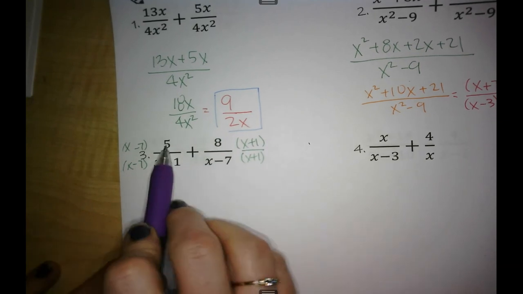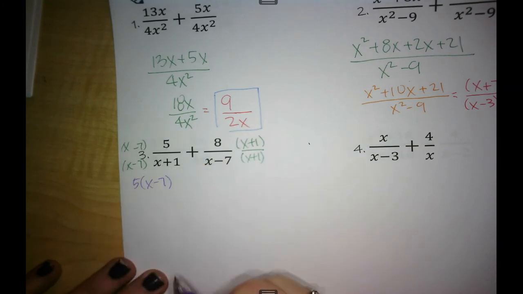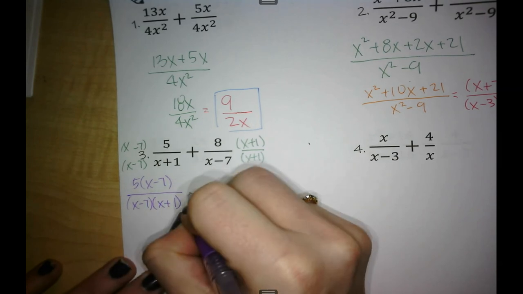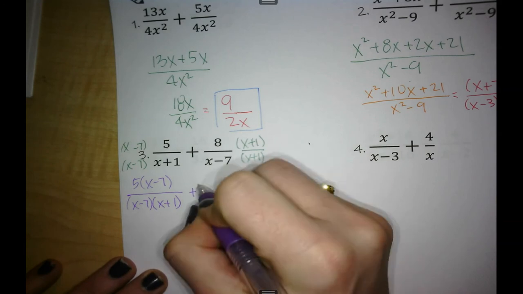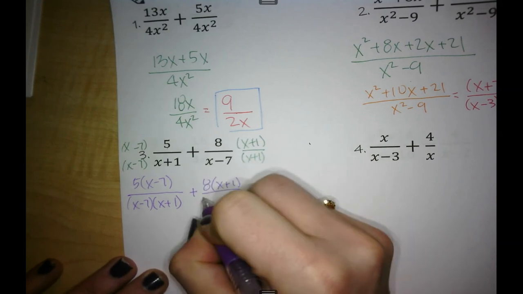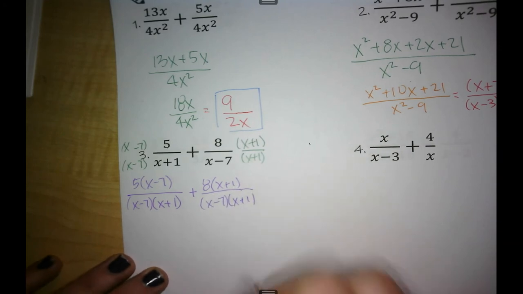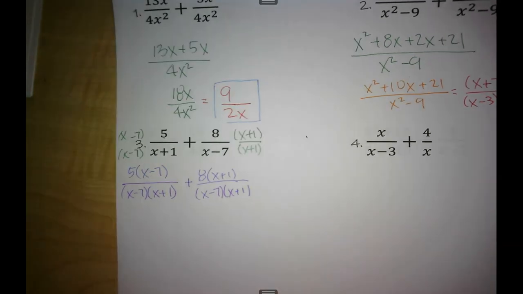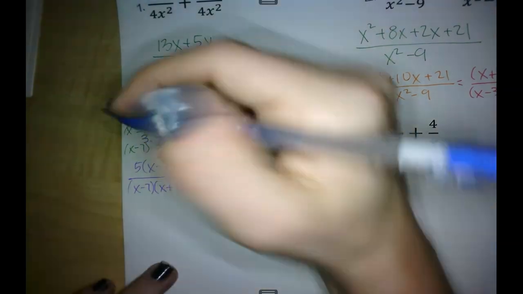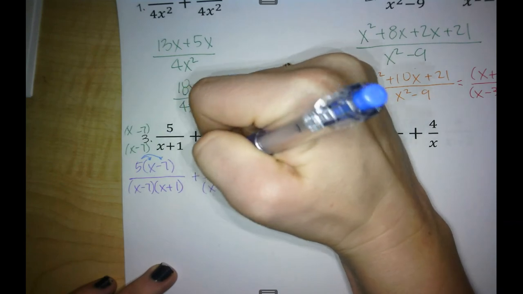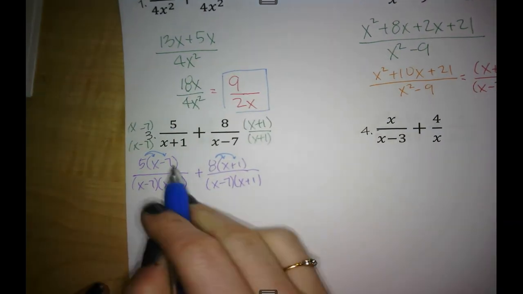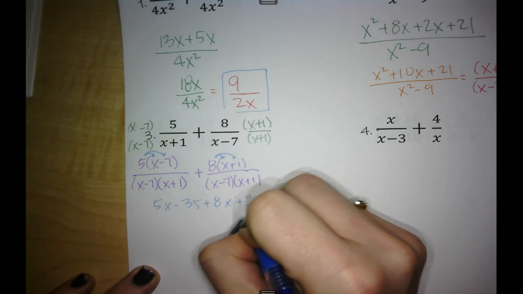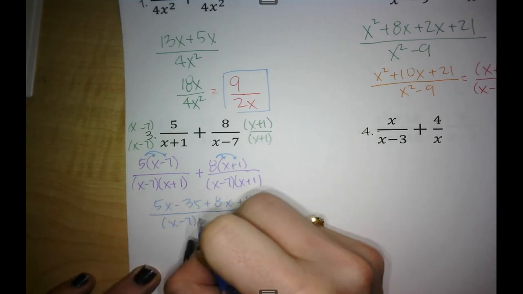So on top, I'm going to say 5 times x minus 7, and that's going to be over x minus 7 times x plus 1, plus 8 times x plus 1 over x minus 7 times x plus 1. Now we've got the same thing in our denominators. Let's go ahead and distribute, and then we'll combine like terms on top. So we've got 5x minus 35 plus 8x plus 8, all over x minus 7 times x plus 1.